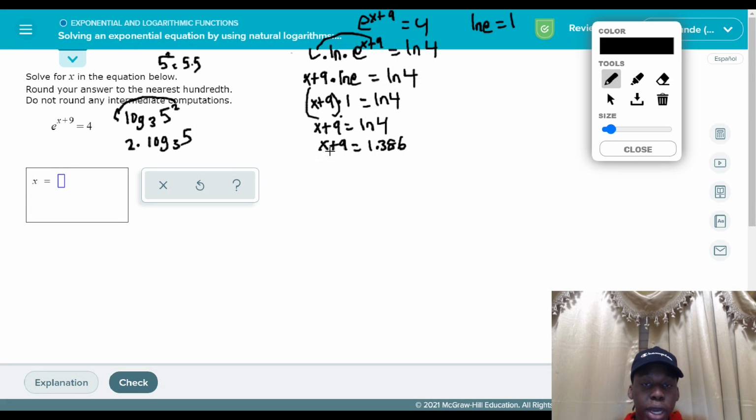So now we can subtract 9 from both sides, okay? This is like any normal equation. Don't let it scare you in any way. This is how you're going to solve any normal equation. This is x plus 9 minus 9, subtracting 9 from both sides, equals 1.386 minus 9. So this is x equals 1.386 minus 9. Let's check the calculator for what that is.